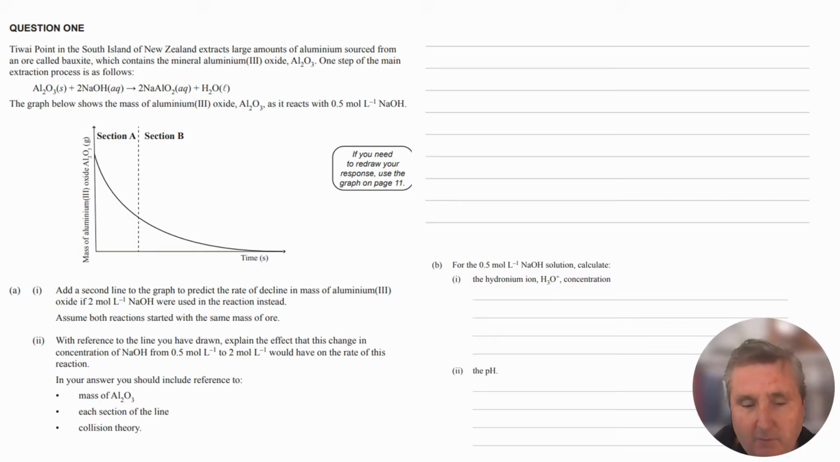Also, because we're using the same mass of ore, aluminium oxide, the bauxite, then we're going to start our line at exactly the same place. So we're going to draw a curved line similar to the one that's there, but it's going to start with a steeper angle and it's going to start at the similar place. And there, I've drawn an example here.